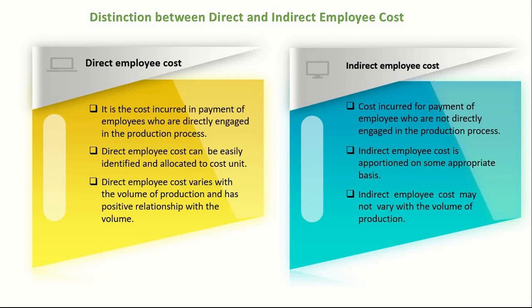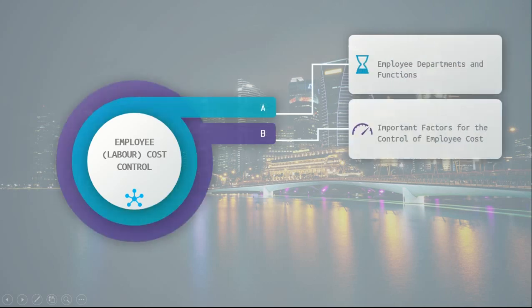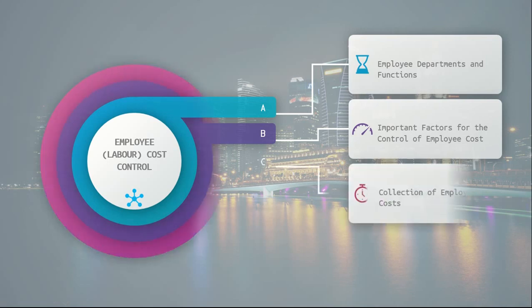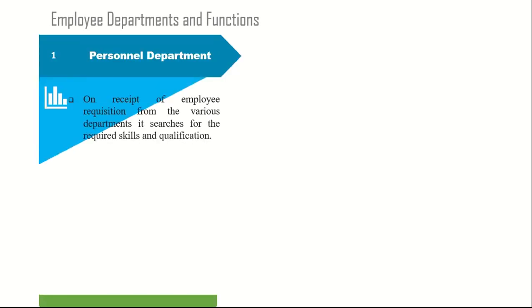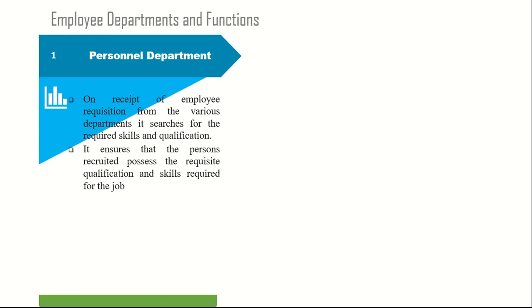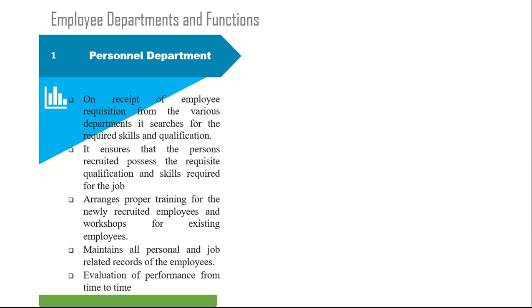Employee cost control. Employee departments and functions. Important factors for the control of employee cost. Collection of employee costs. Personnel department. On receipt of employee requisition from the various departments, it searches for the required skills and qualification. It ensures that the persons recruited possess the requisite qualification and skills required for the job. Arranges proper training for the newly recruited employees and workshops for existing employees. Maintains all personal and job-related records of the employees. Evaluation of performance from time to time.